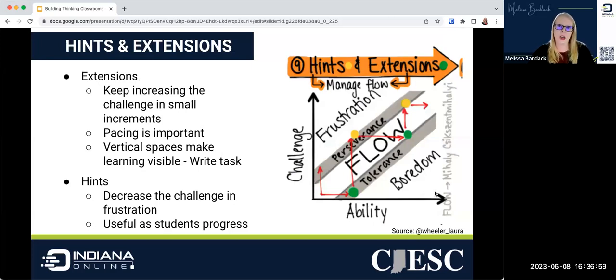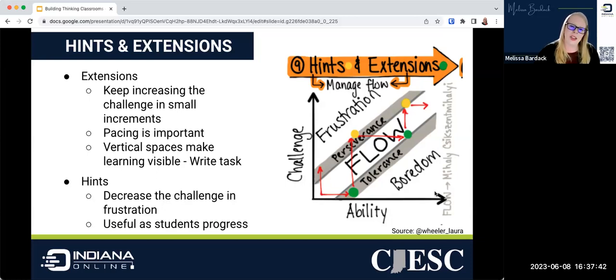Hints and extensions. So we talk a lot about asking those questions and which questions do you answer and move forward from. But with extensions and hints being one of the variables in building thinking classrooms, if you're looking to extend a student's learning, wherever their entry point may be, keep increasing the challenge in small increments. So moving a student from point 1 to point 5 may be a bit of a challenge, but if you take steps from 1 to 2 to 3 and do that in smaller increments, we found that the frustration was low and it really helps stay in the flow that you see in the graphic on your screen.